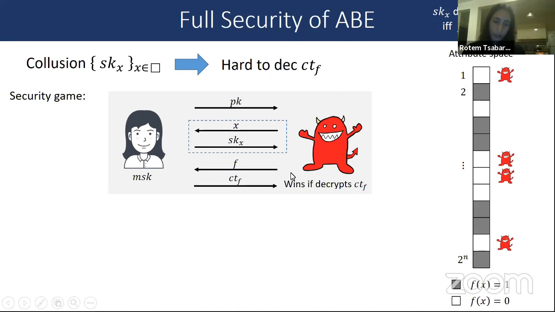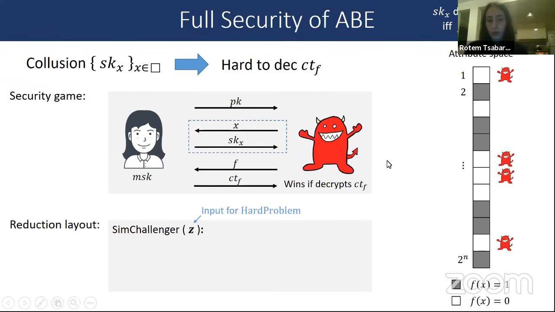And then at some point, there will be the challenge phase where the adversary sends a policy F, and then the challenger should generate a ciphertext respective to this F. So she should encrypt either 0 or 1, and the goal of the adversary is to distinguish between those two cases. Now, the adversary can make additional key queries after the challenge phase, but I just didn't write it on the slide to save space. But in case it bothers you, then you can do that.